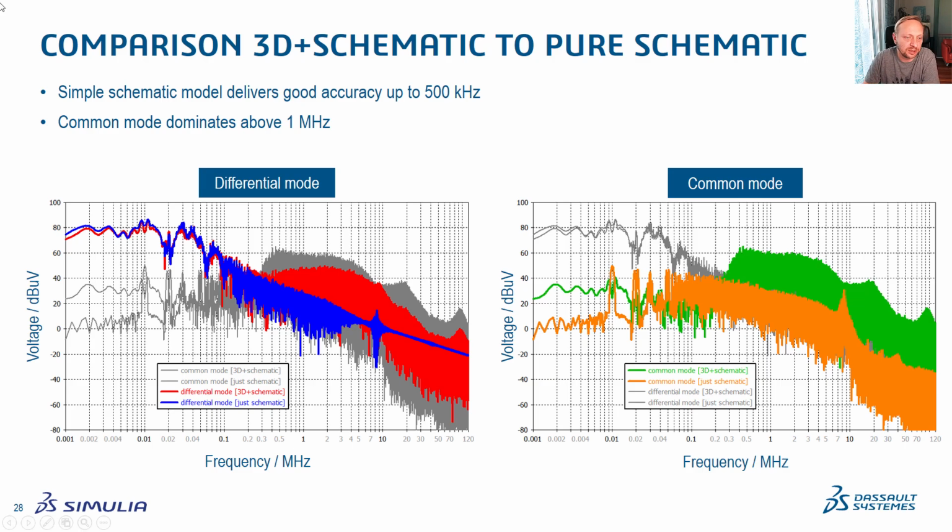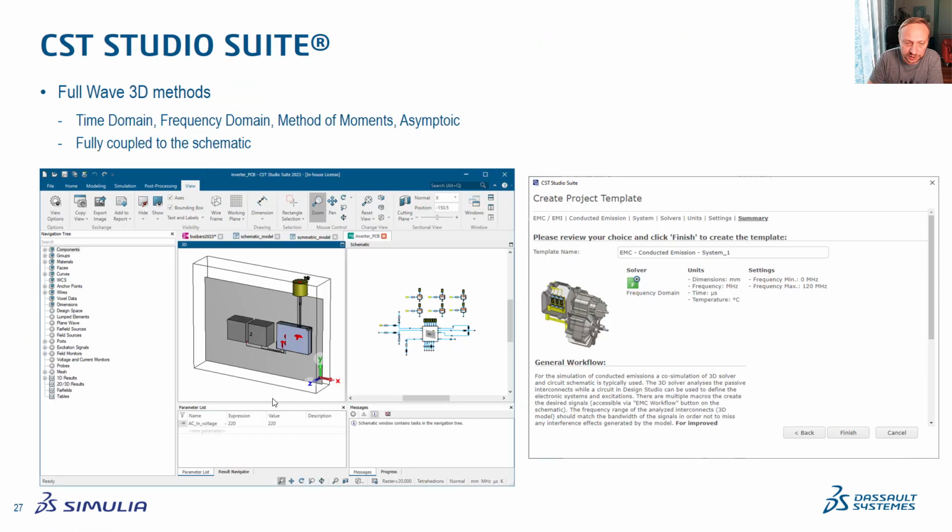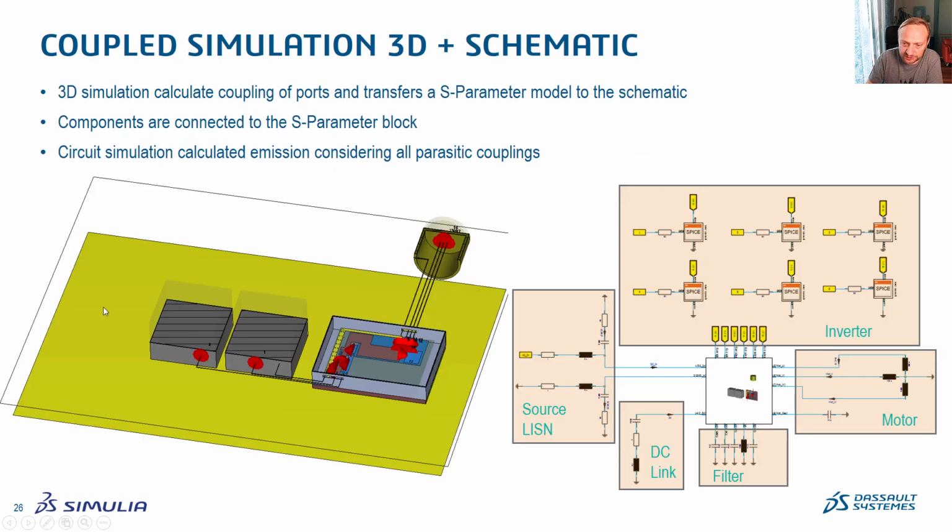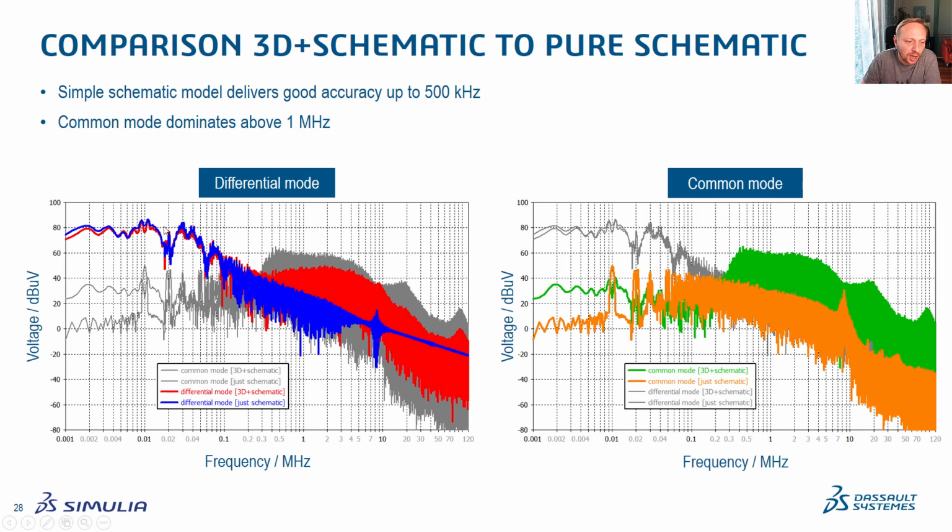And what we see on the left-hand side for the differential mode, you see that my pure circuit model that I did was by far not perfect. I did not include all the parasitics. But you see something like 500 kilohertz, my standalone circuit model, and the full model, including the 3D structure and the schematic as proposed on this slide, this full model which includes all couplings in a black box, up to 500 kilohertz, they actually agree pretty well.